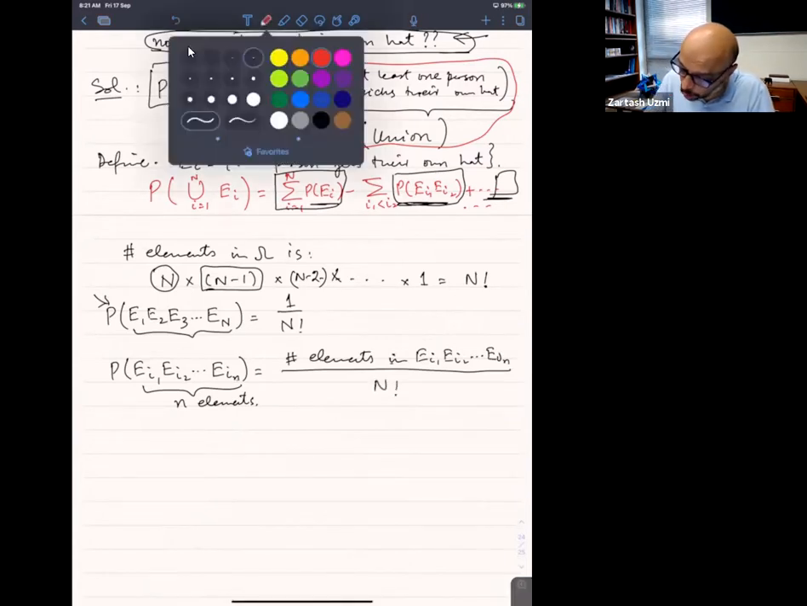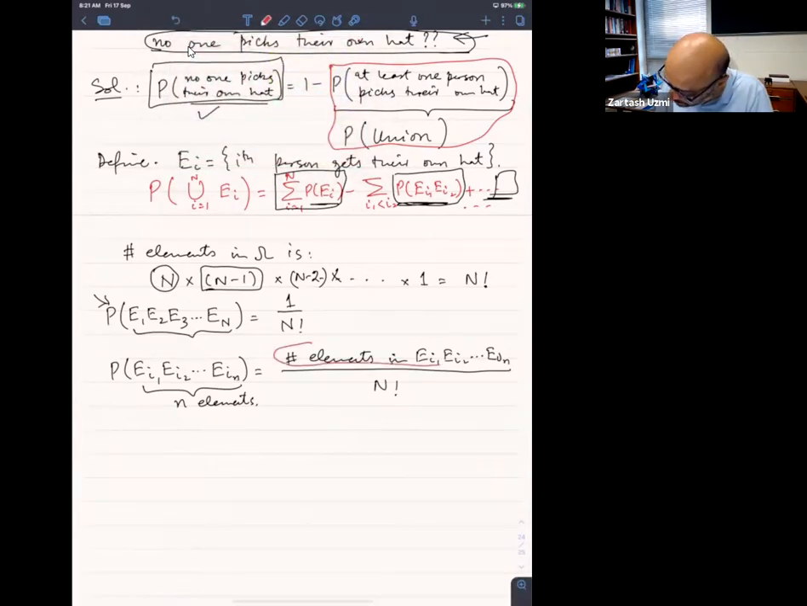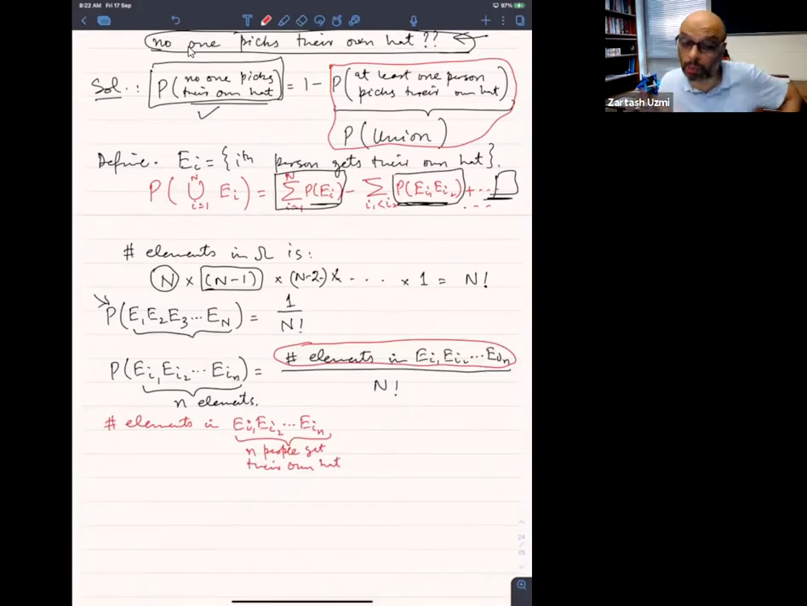Okay. Now the question is, how many elements in this event? So number of elements in EI1, EI2, dot, dot, dot, EIN. That small n people, they get their own head. बाकियों का मुझे नहीं पता, बाकियों का हमें नहीं पता. They may get their own head, they may not get their own head, but these guys are getting their own heads.